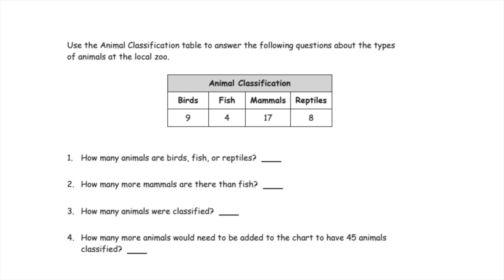Second graders, this is a challenge. Pause here, rewind as many times as you need to in order to solve. If you need any help, just give me a call. I would be happy to support you.